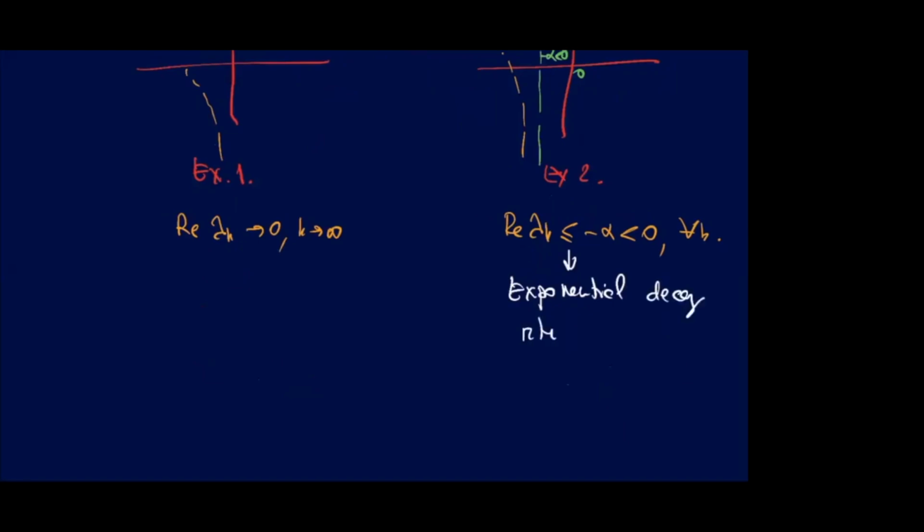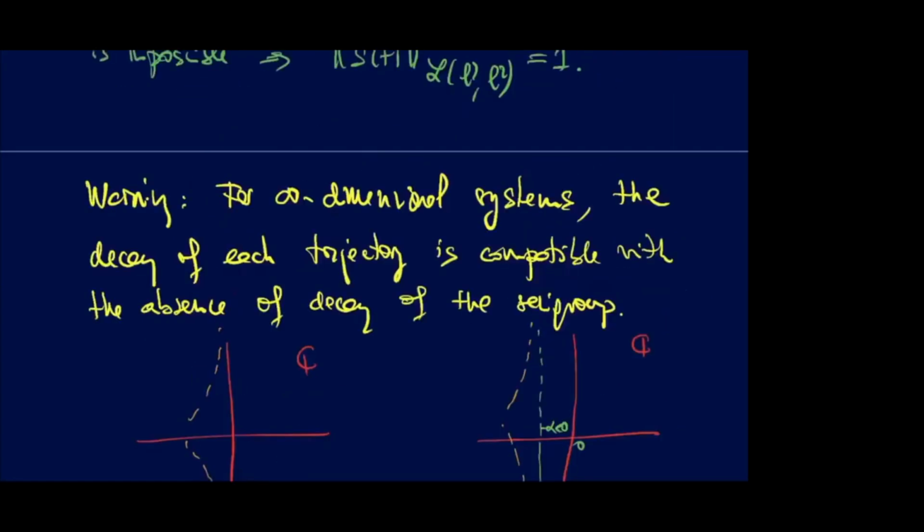While example 1 corresponds to an arbitrarily slow decay rate. Why arbitrarily slow? Well, because whenever you choose, as I said above, a minus alpha here as the aim of your decay property, you will always find eigenvalues that are decaying even slower. Okay, so this is very important. This is a new phenomenon.